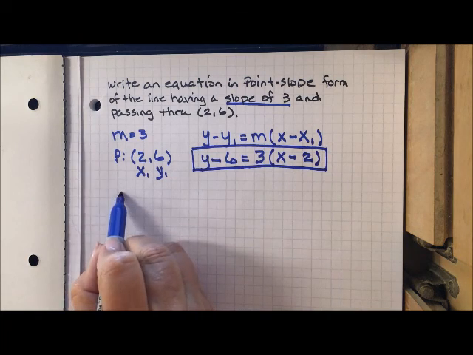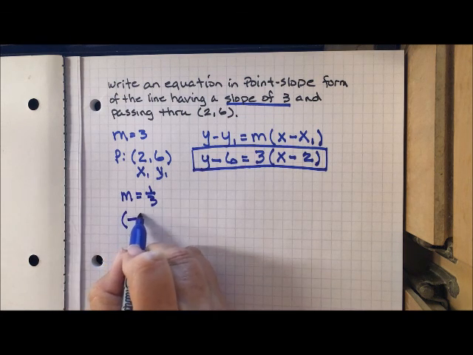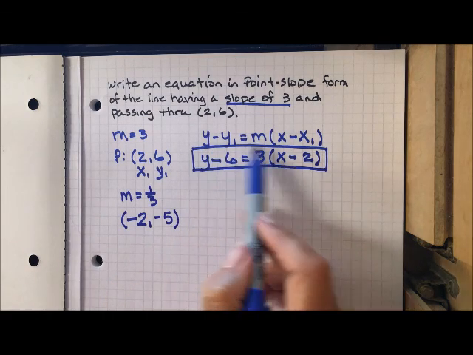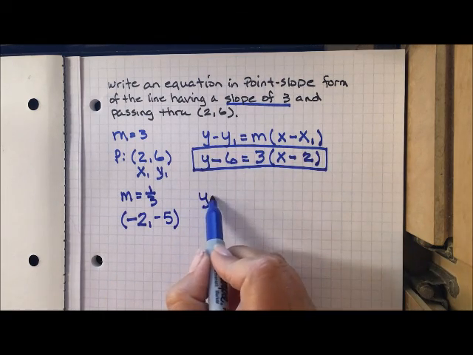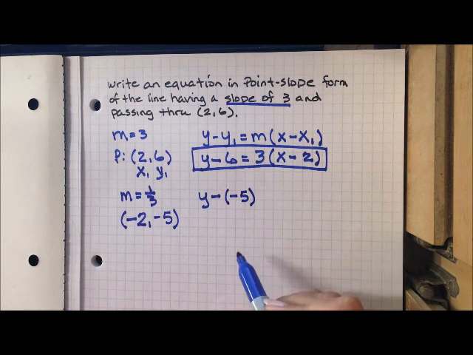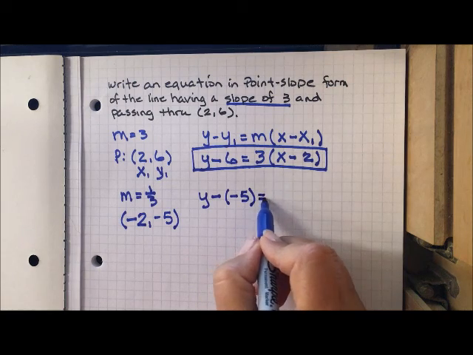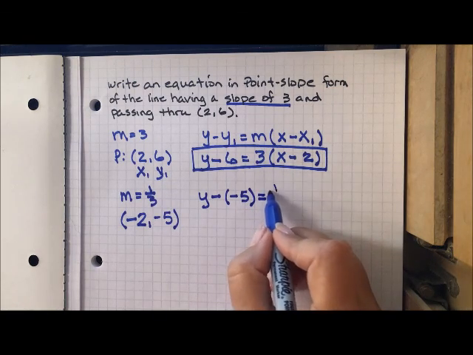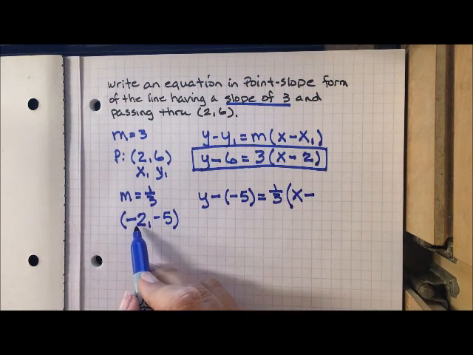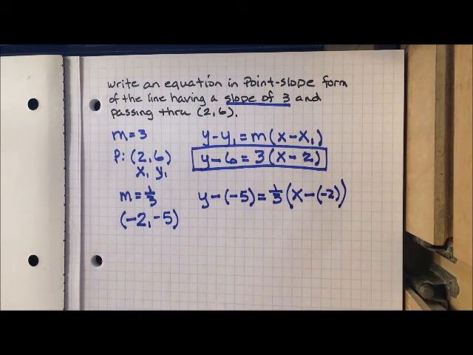Let's try another one. What if I have one where the slope is 1/3 and my point is -2, -5? We're going to go ahead and use that same formula. We'll start with y minus. Now y1 is going to be -5. So I'm going to go ahead and put that in parentheses so that we don't have two signs right in a row. My m, we know, is 1/3, so I'm going to plug in 1/3. And then I have x minus, and here again, I've got a negative. I'm going to go ahead and just draw a smaller parenthesis for now.